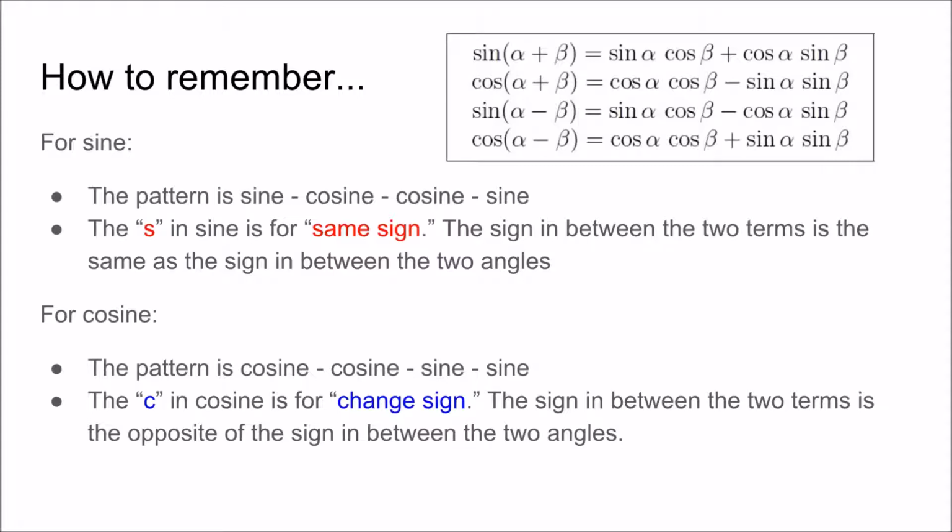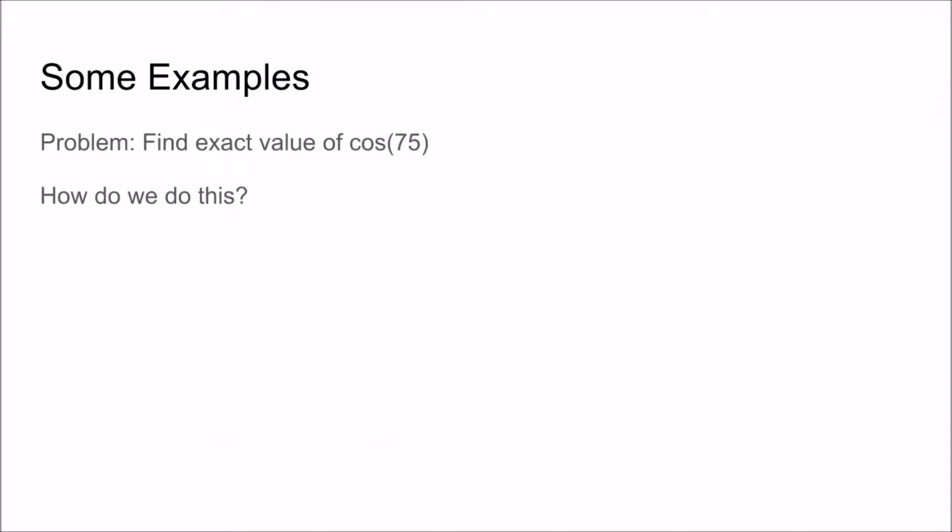And there's also a rhythmic pattern to the way the functions are ordered. For sine, it's sine, cosine, cosine, sine. And for cosine, it's cosine, cosine, sine, sine. So just use those two methods to remember these formulas, and you should be good to go.